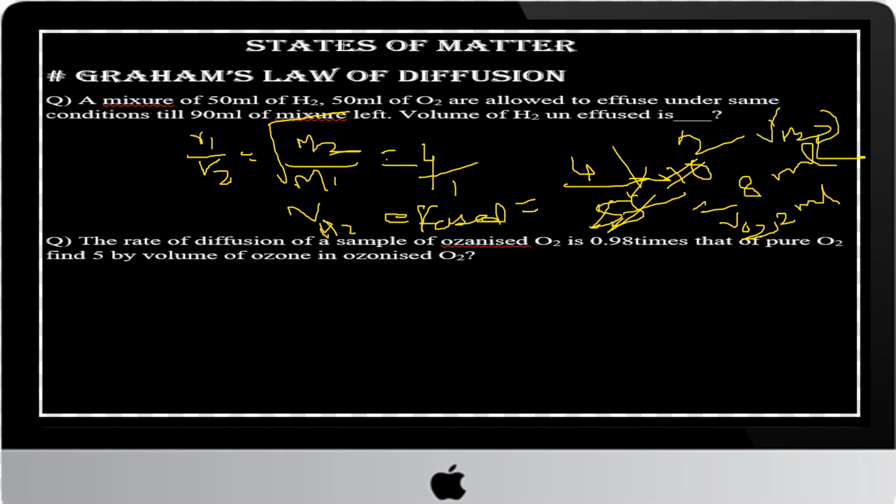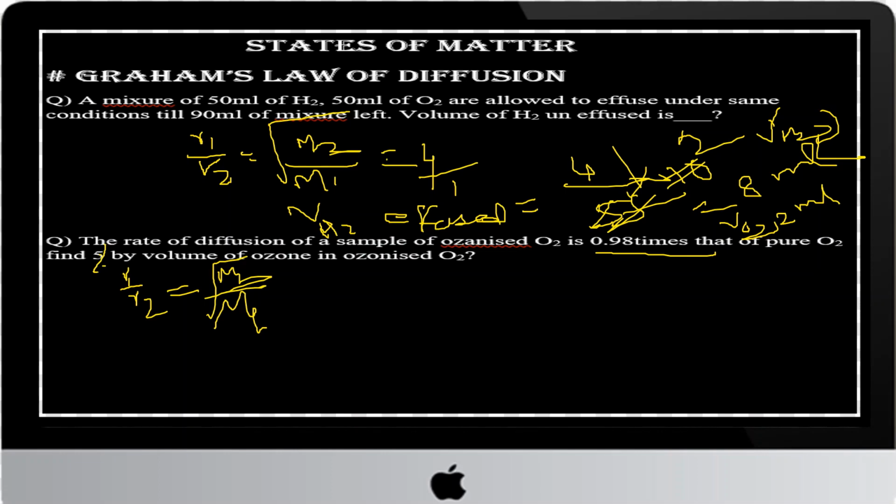Coming to the next question: the rate of diffusion of a sample of ozonized oxygen is 0.98 times that of pure oxygen. Find the percentage by volume of ozone in ozonized oxygen. Here also you should use the same relation, R1 by R2 is equal to root over M2 by M1.